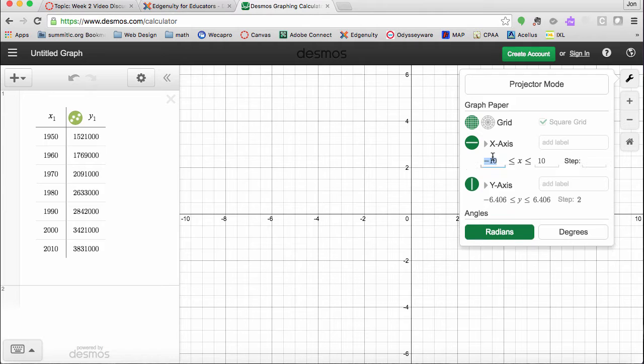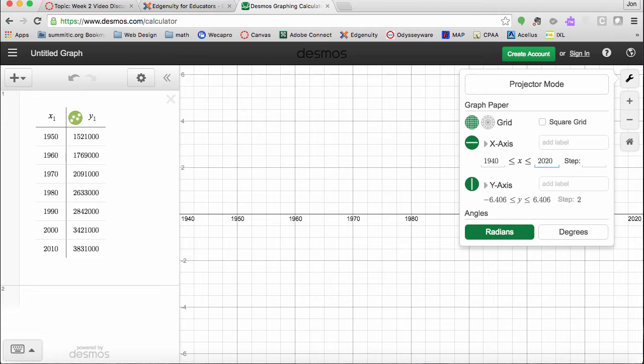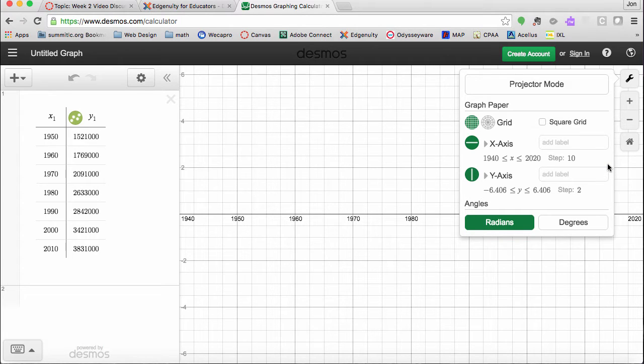So let's click on x-axis. Instead of starting at -10, I'm going to do 1940. I'm going to go 10 years past 1950 earlier there. That'll include that point. And I'm going to go all the way up to 2020. So I like to get a little bit of a buffer, go beyond the points that I have. And we'll make a step every 10 years that will make a line. There, we've just dealt with the x-axis.